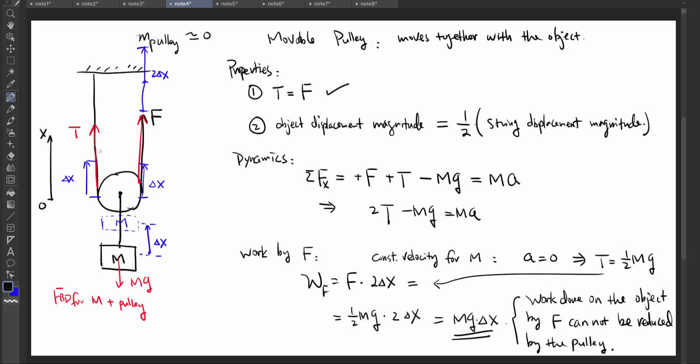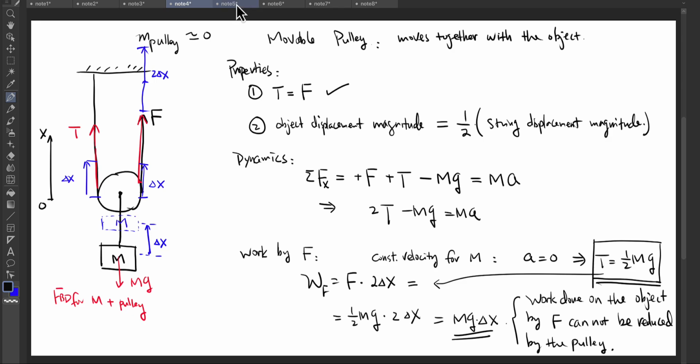Okay, but we do save the force, right? Because now the pulling force is half the mg. So that's why people still want to use this movable pulley, because if the strength or the pulling force is not large enough and you want to pull up something heavy, then you have to use this movable pulley, because it can save you half of the force. Okay, although it does not save the work. Right? Work is always the same. Okay, so that's the concept of the movable pulley.